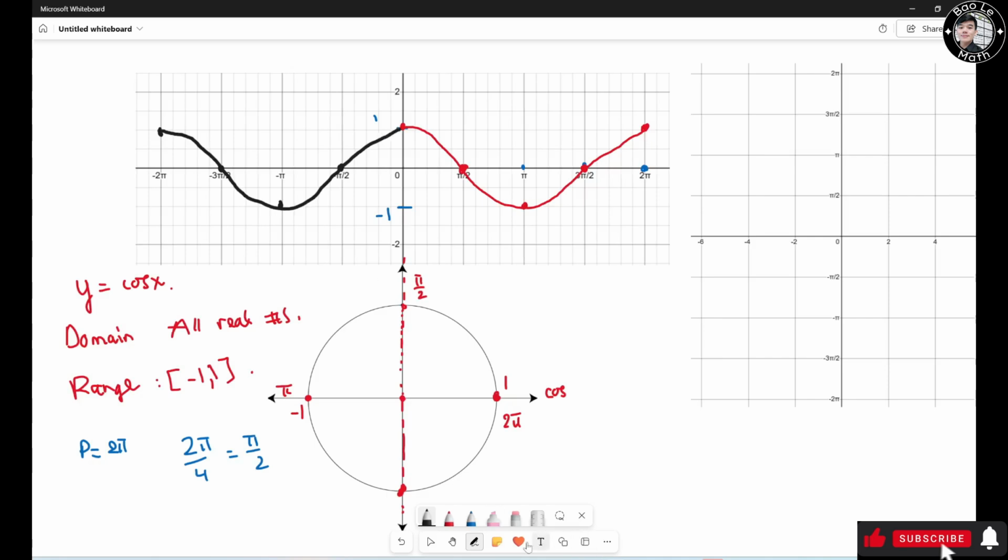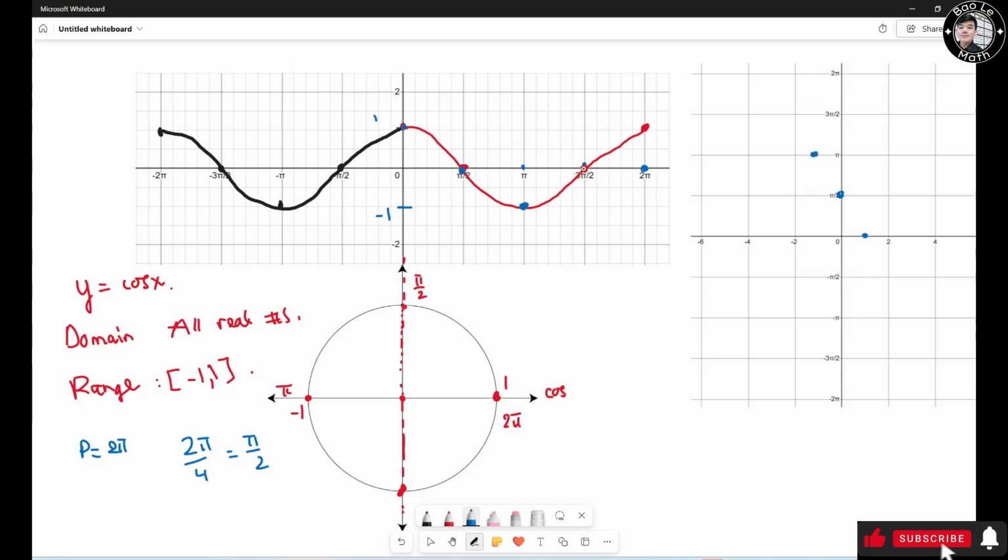Now we're going to graph the inverse of this function. So the point 0, 1 becomes 1, 0. So it could be right here. The point pi over 2, 0 becomes 0, pi over 2, so it could be right here. The point pi, negative 1 becomes negative 1, pi. So it's going to be right here.